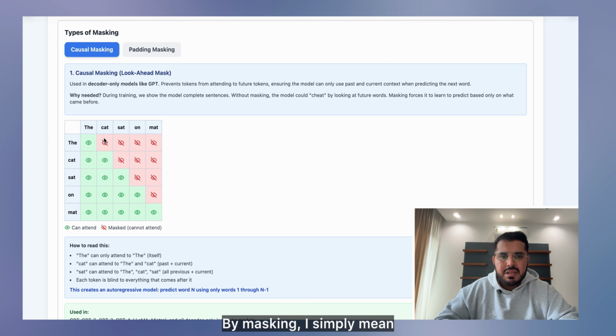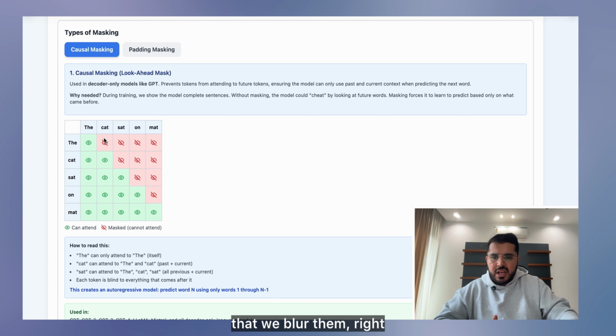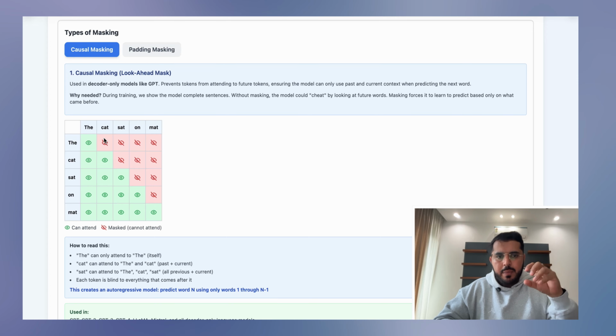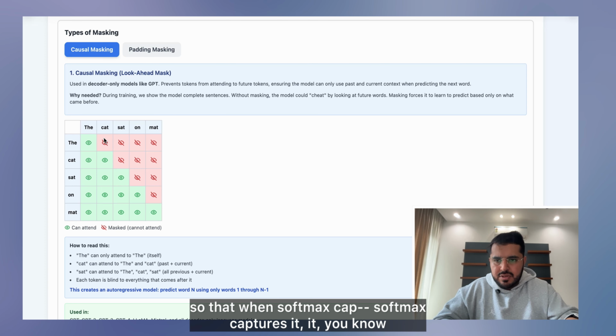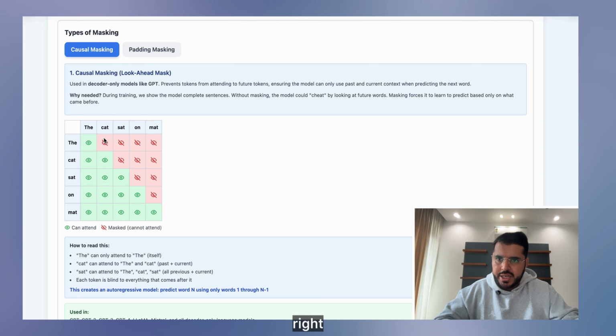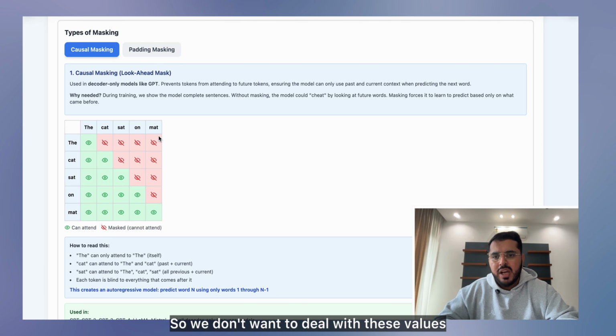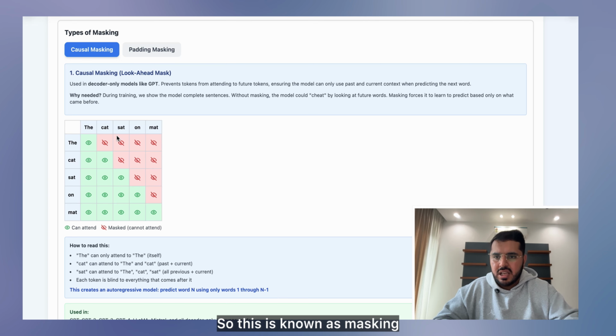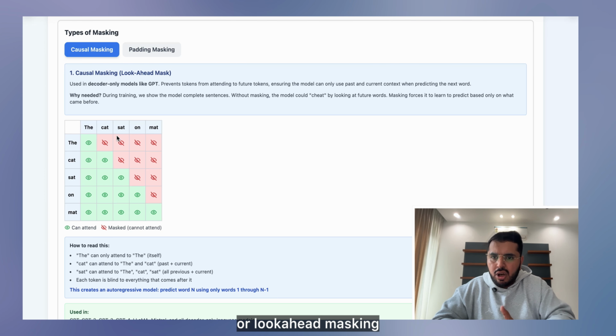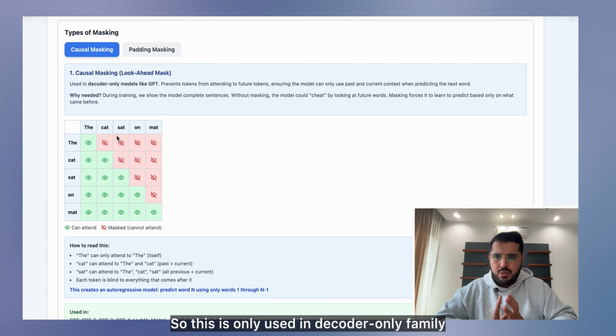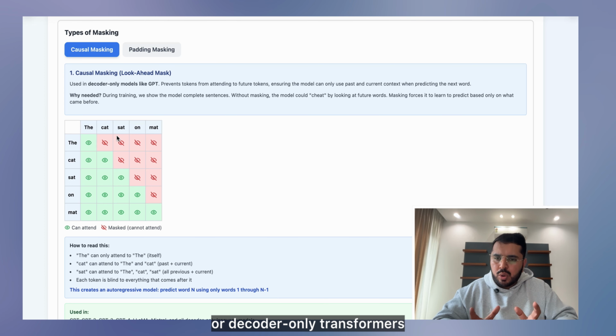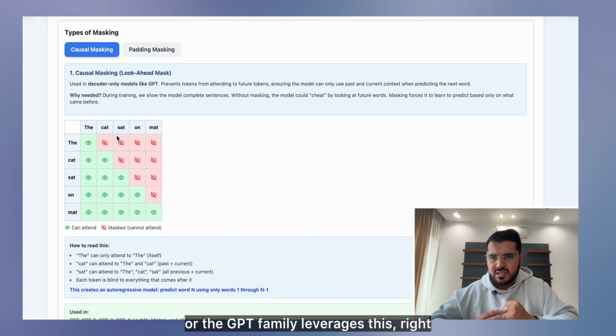By masking, I simply mean that we blur them. We make them dead. We mark them as negative infinity, so that when softmax is applied, it approaches 0. We don't want to deal with these values. This is known as masking. This is also known as causal masking or look-ahead masking. It is only used in decoder-only transformers; the GPT family leverages this.